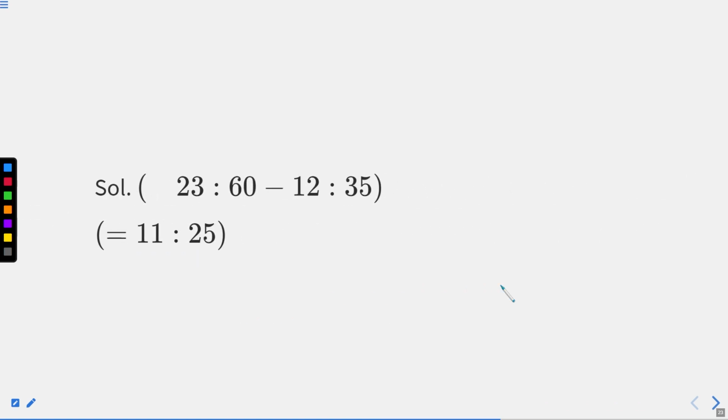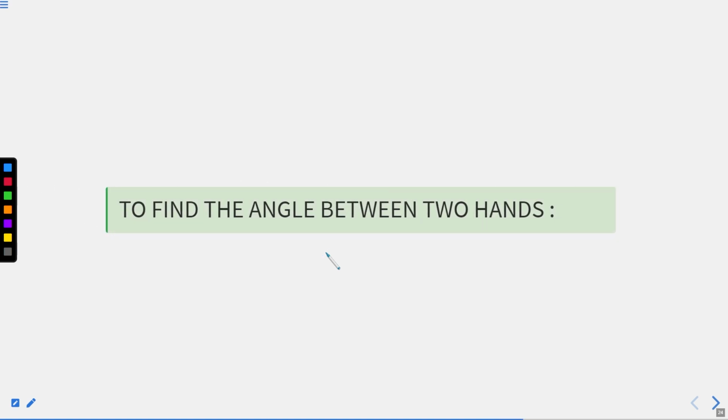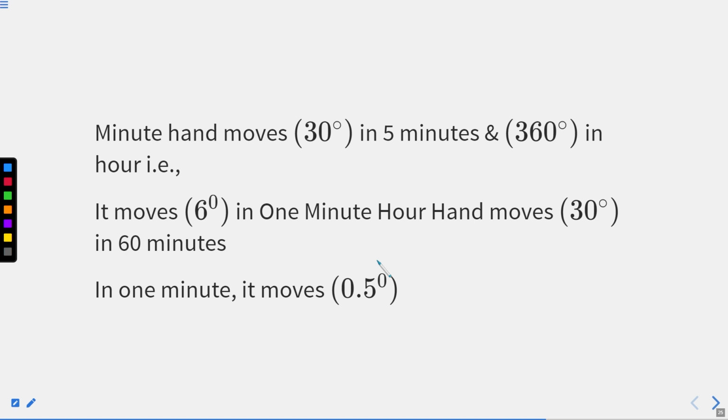Now, here you can see this. So till now I have explained almost each and every case, right? Now, this is one of the last concepts that we are going to discuss in this chapter, to find the angle between two hands. We know that in 5 minutes the angle is 30 degrees. To find the angle between two hands now, that will depend on what the time exactly is, right? So we'll directly move to the question part.